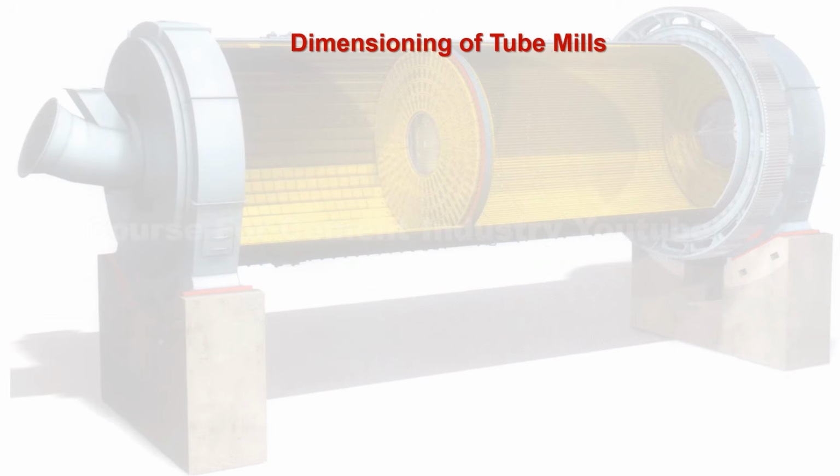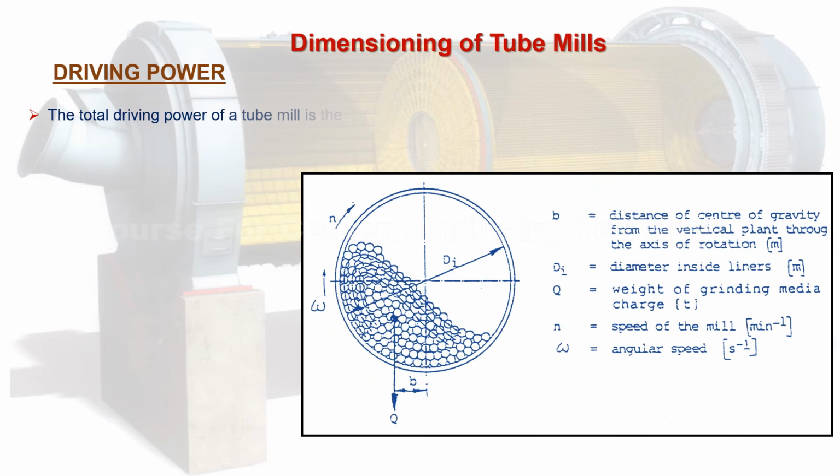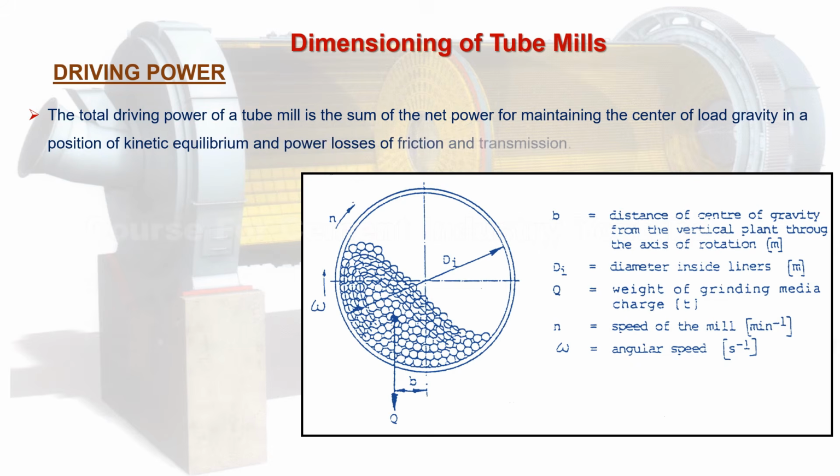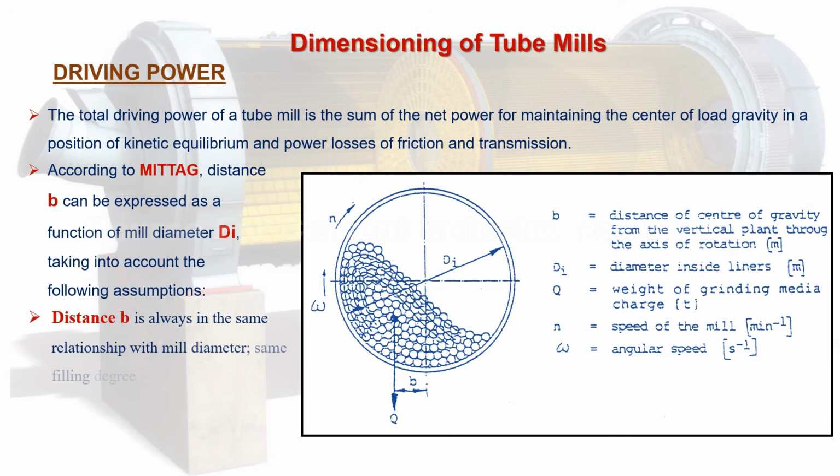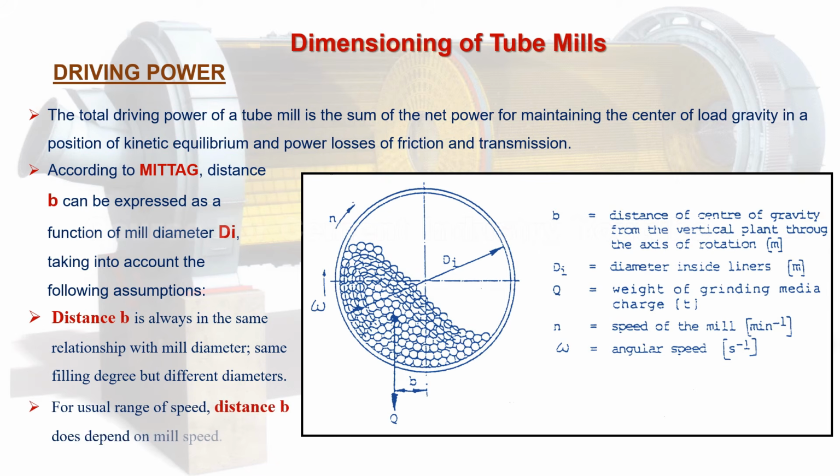In this section it will be explained driving power. The total driving power of a tube mill is the sum of the net power for maintaining the center of load gravity in a position of kinetic equilibrium, and power losses of friction and transmission. According to Mittag, distance B can be expressed as a function of mill diameter Di, taking into account the following assumptions. 1. Distance B is always in the same relationship with mill diameter, same filling degree but different diameters. 2. For usual range of speed, distance B does not depend on mill speed.